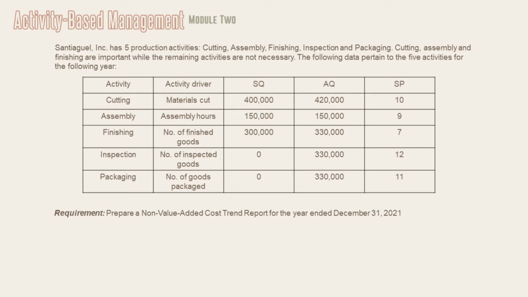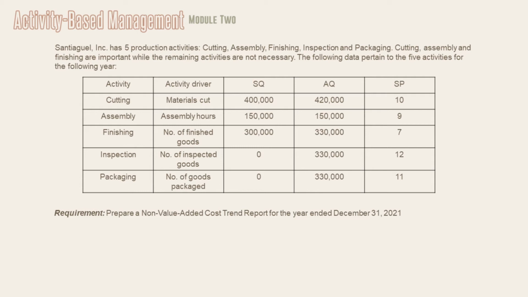Okay, for problem number 2, let me read the problem to you. Santiago Incorporation has 5 production activities: cutting, assembly, finishing, inspection, and packaging. Cutting, assembly, and finishing are important while the remaining activities are not necessary. The following data pertain to the 5 activities for the following year. For cutting activity, the activity driver is materials cut. Its SQ is 400,000. Its AQ is 420,000. Its SP or standard price is 10.